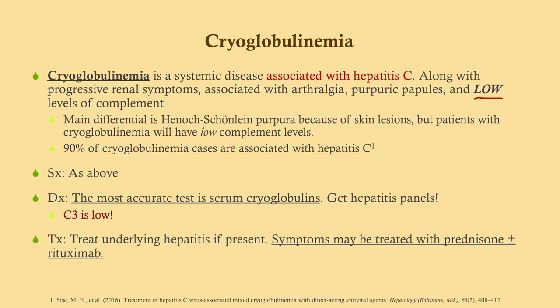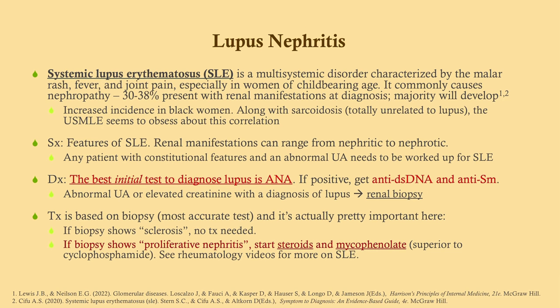Symptoms, already mentioned. Diagnosis, serum cryoglobulins. Make sure and get hepatitis panels, and the C3 will be low. The treatment here is to treat the underlying cause. Symptoms can be treated with prednisone and or rituximab.